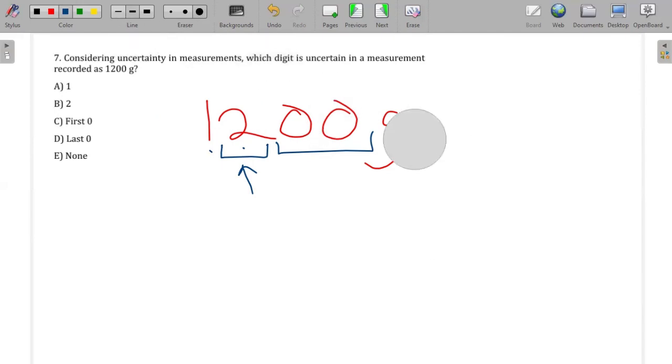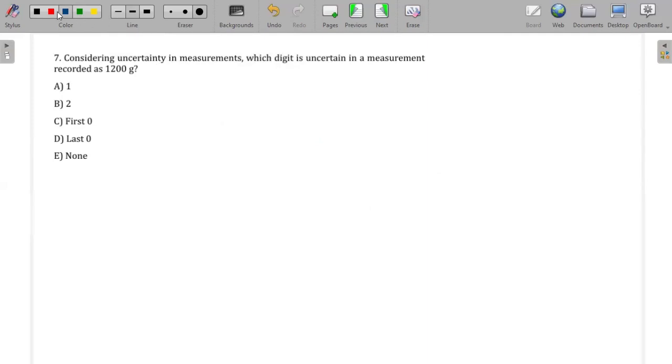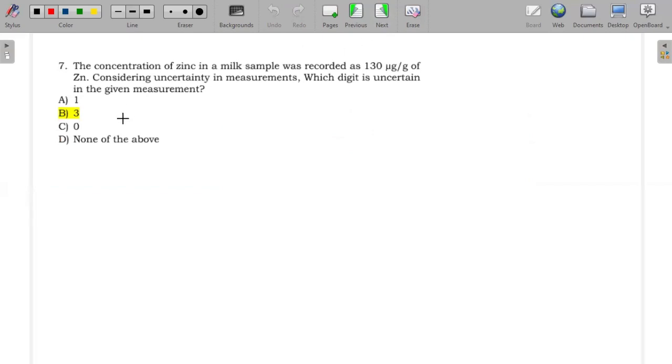Okay, so what if they twisted this question a bit and said the measurement was recorded as 1200 point? If they put a point there, then it changes everything. Then it means these two zeros are now significant. So which one between these two zeros is the last significant figure? It's the last zero, right? So the uncertain digit in this case will be this 0 if there was a decimal point.